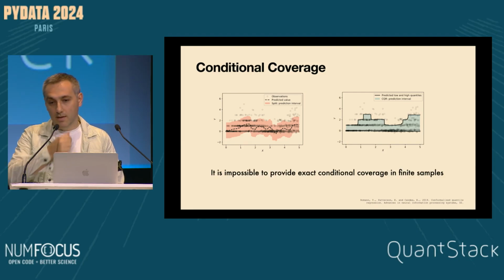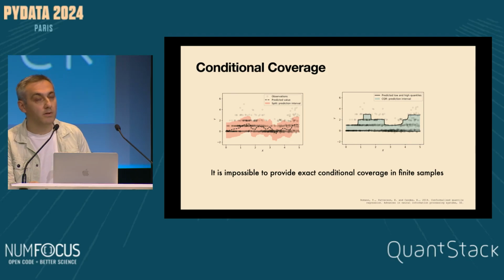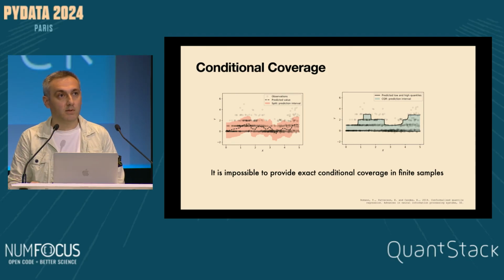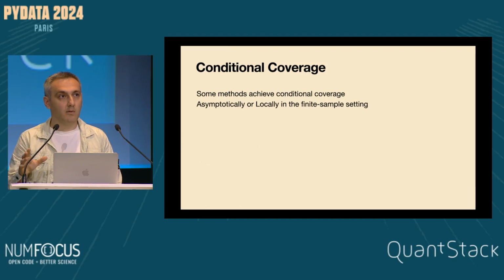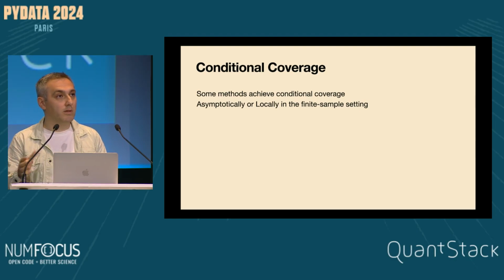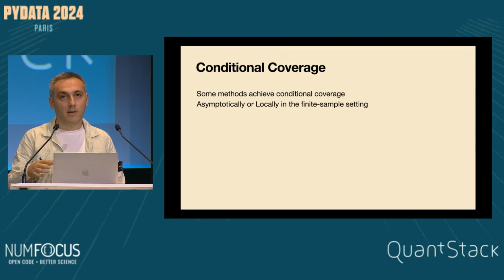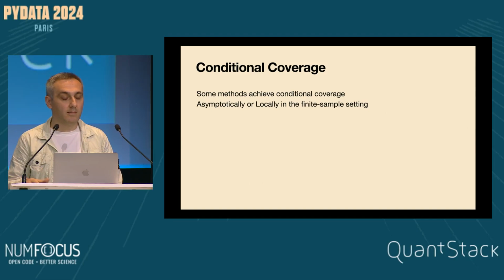The bad news is that it is impossible to achieve exact conditional coverage in a finite sample setting. Therefore, there are two types of algorithms developed. The first type tries to achieve this conditional coverage in the asymptotic regime, or infinite sample regime. And there are other types of algorithms that try to achieve this property locally.